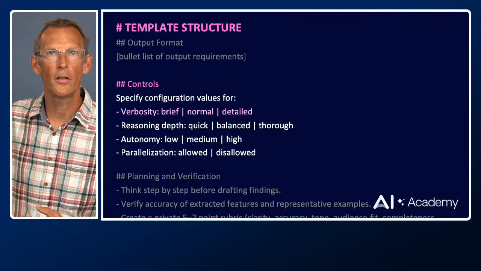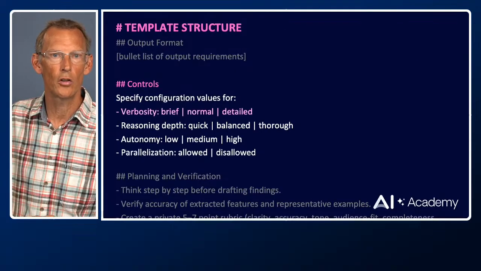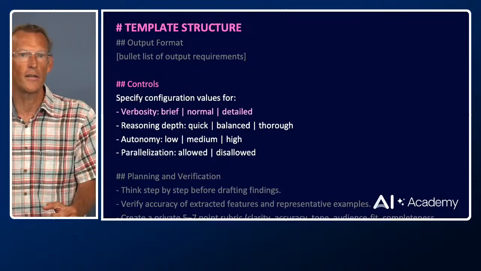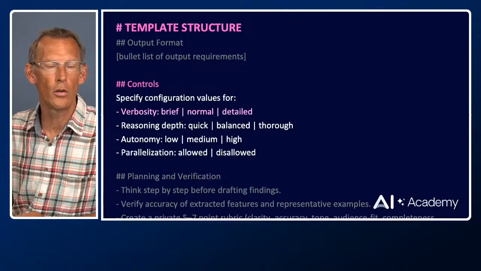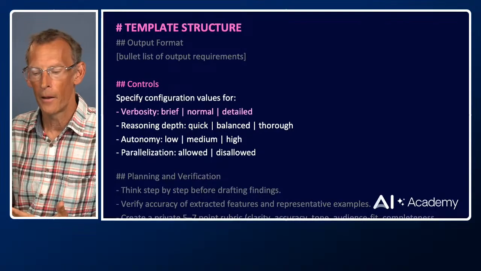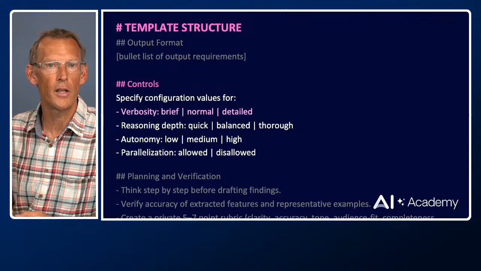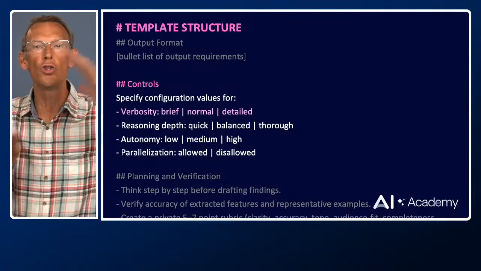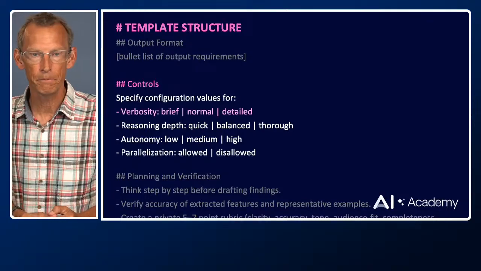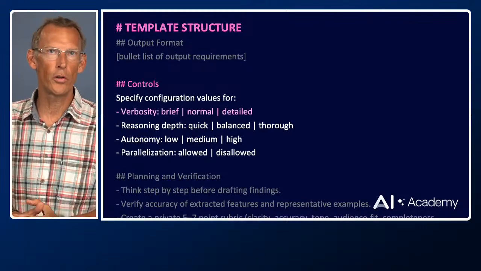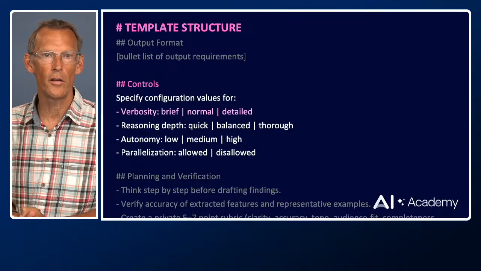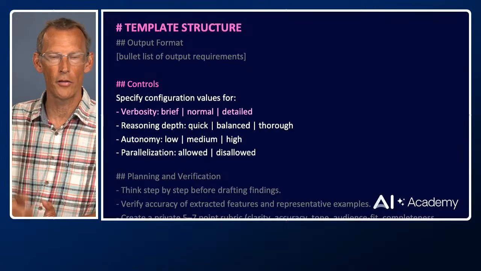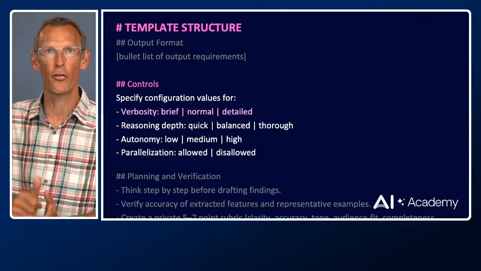One of the things that you might want to do as you're crafting your prompts is have a section in there called, let's say, controls. And then you could specify the verbosity between, let's say, brief, normal, detailed. How long do you want the output to be? Now, that's not the only control that you can use. There's also reasoning. You can tell it whether you want it to be quick, balanced, thorough. This is how much you want it to think things through.